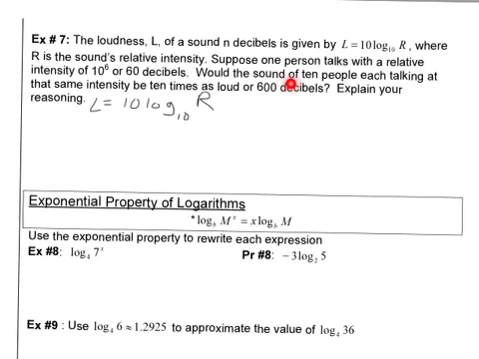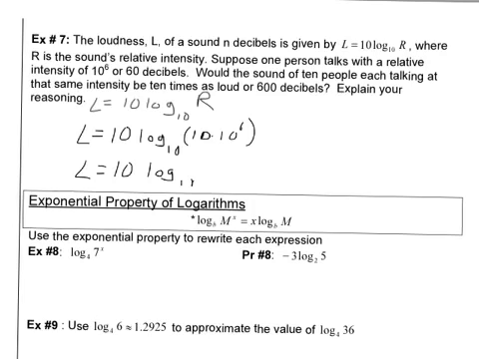Well, let's think about this. If one person talking is 10 to the 6, and then we have 10 times that, it means my relative intensity is going to be 10 to the 6 times 10. So let's write that. L equals 10 log base 10, and then my relative intensity is 10 times 10 to the 6. Well, how could I write that? Well, that's the same thing as 10 to the 7th, right? 10 times 10 to the 6. So I'm just going to say L equals 10 log base 10 of 10 to the 7th.